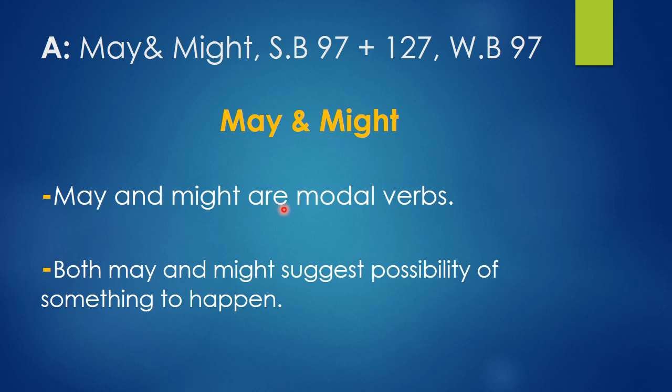So may and might are modal verbs. Modal verbs are helping verbs which help the main or the base verb in order to complete a specific meaning for the sentence. Both may and might suggest possibility of something to happen. So why do we use may and might? We use them to talk about something that we are not quite sure is going to happen in the future. That's what possibility basically means. So it's possible that that thing is going to happen, and it's possible that it's not going to happen. So we're not sure, we don't know.